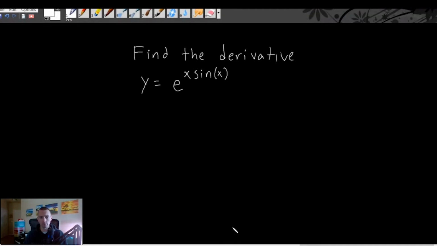We're going to find the derivative of y equals e to the x times sine of x. So like I said before, product rule, chain rule, both of these are on my Calculus 1 study guide.